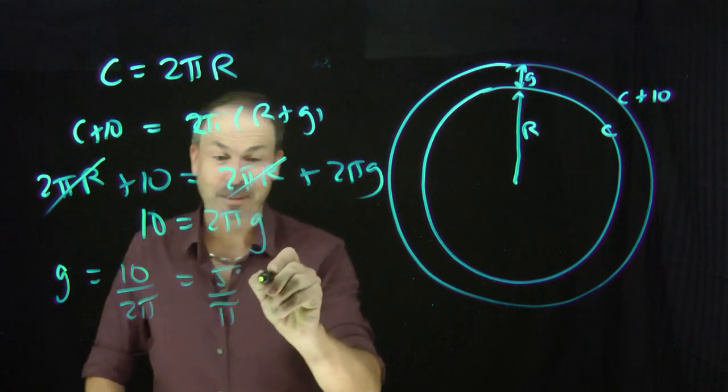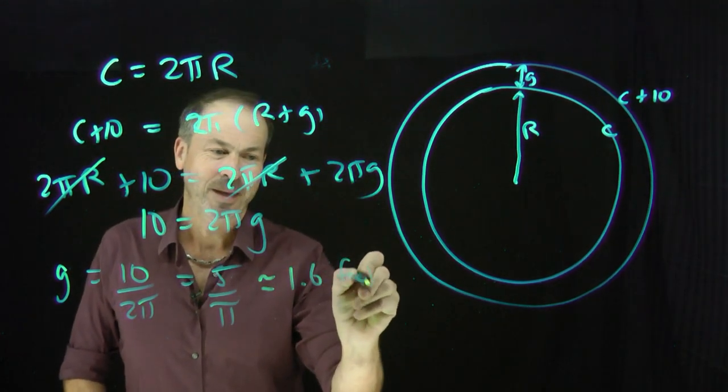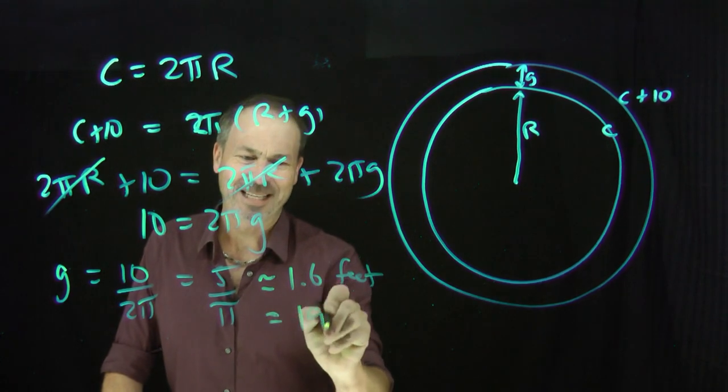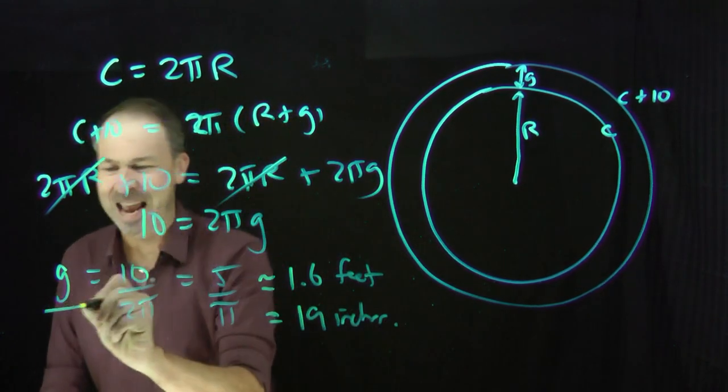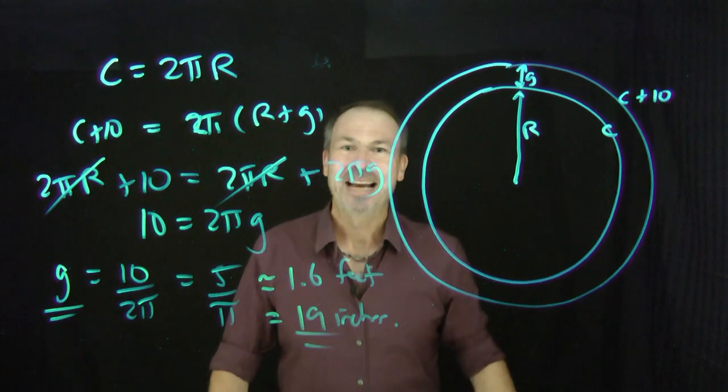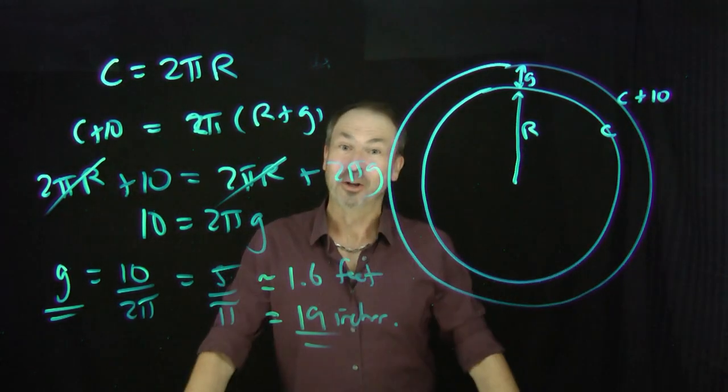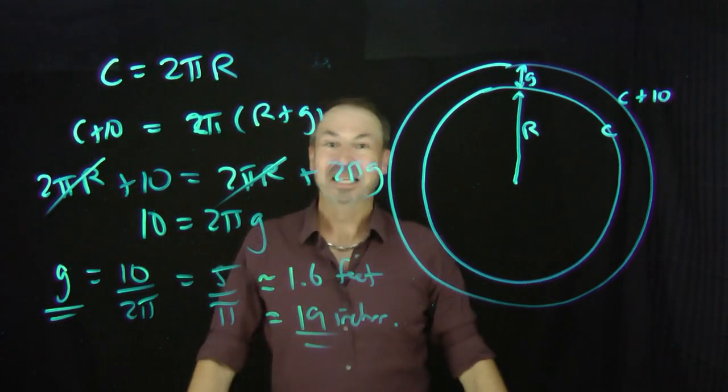If you get out a calculator, it's about 1.6 feet. And 1.6 feet, I believe, is about 19 inches. Yes, we got an actual number for G. It's 19 inches. We didn't actually need to know the radius of the Earth to work it out. There's the number. There's the answer.